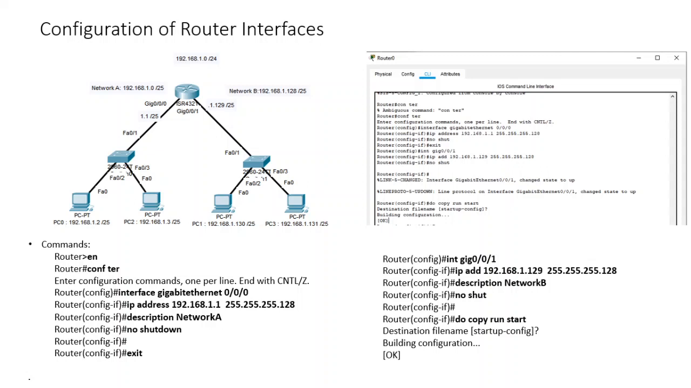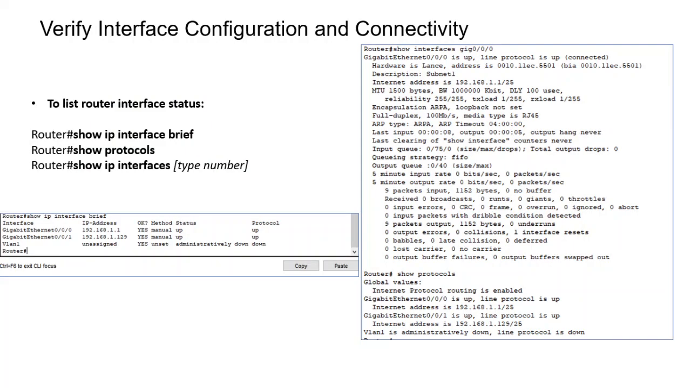Now let's exit from this interface and go to the other interface. In interface GigabitEthernet 0/1, please put an address, as you can see, 1.129. Description if you want. Now let's turn it on, and let's save it with copy running-config startup-config. Now we have to verify the interface configuration and connectivity.